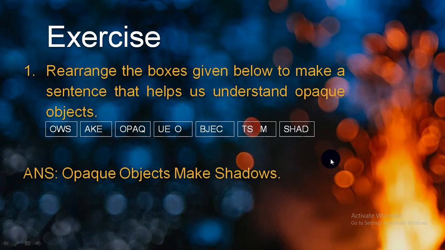Over here you can see that this is the first: OPAQUE, opaque. OBJECTS, objects. MAKE, make. SHAD, shad. OWS, shadows. Okay, so this way you will get the statement.